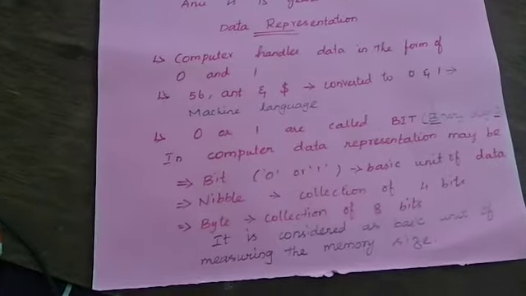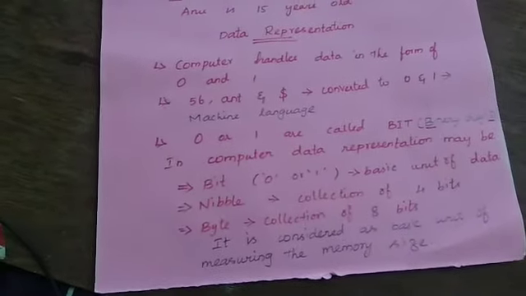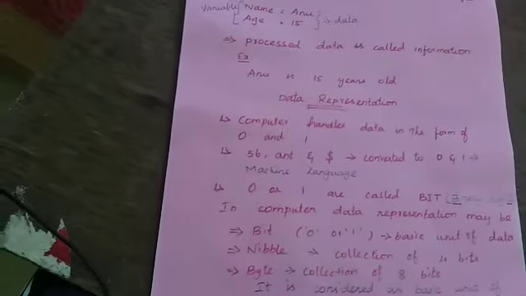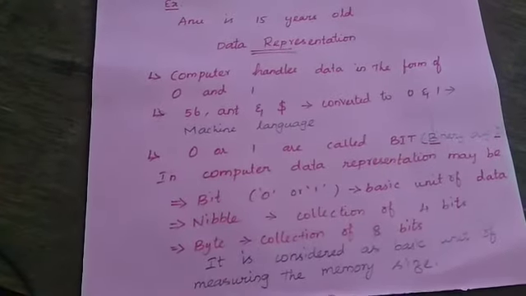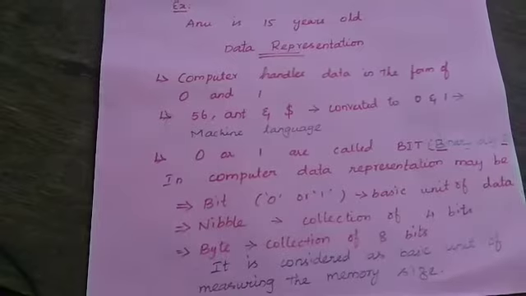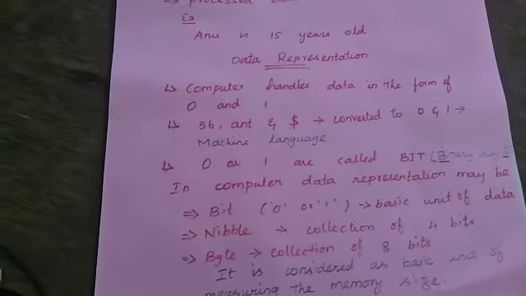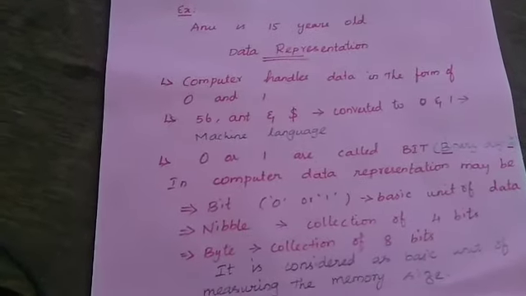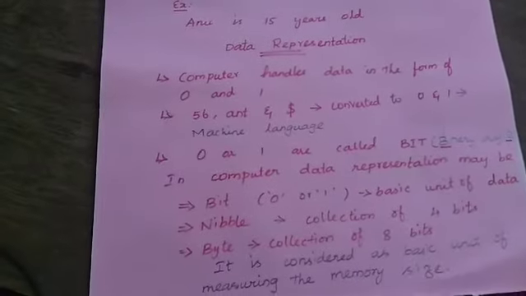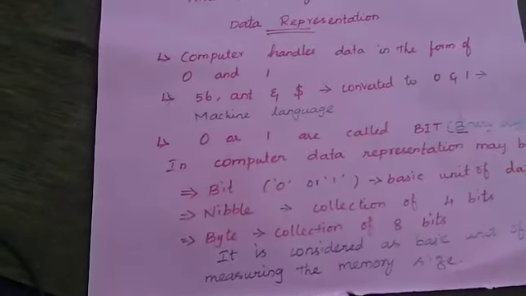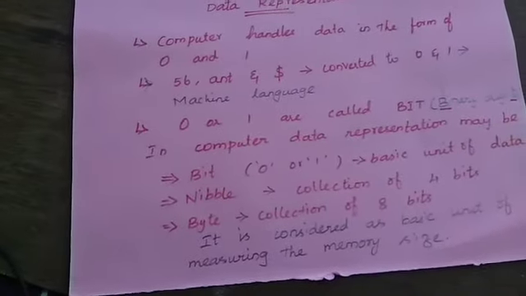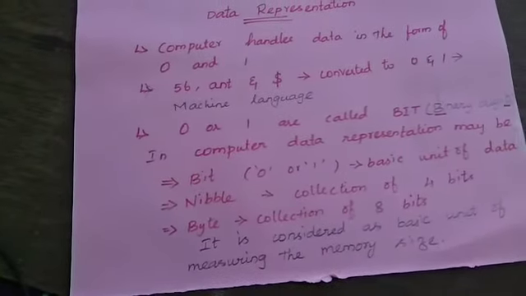And next one is byte. A collection of 8 bits is called a byte. For example, 1011 1101. This collection of 8 bits is called a byte. It is considered the basic measuring unit of memory size. The basic unit of memory size is byte.